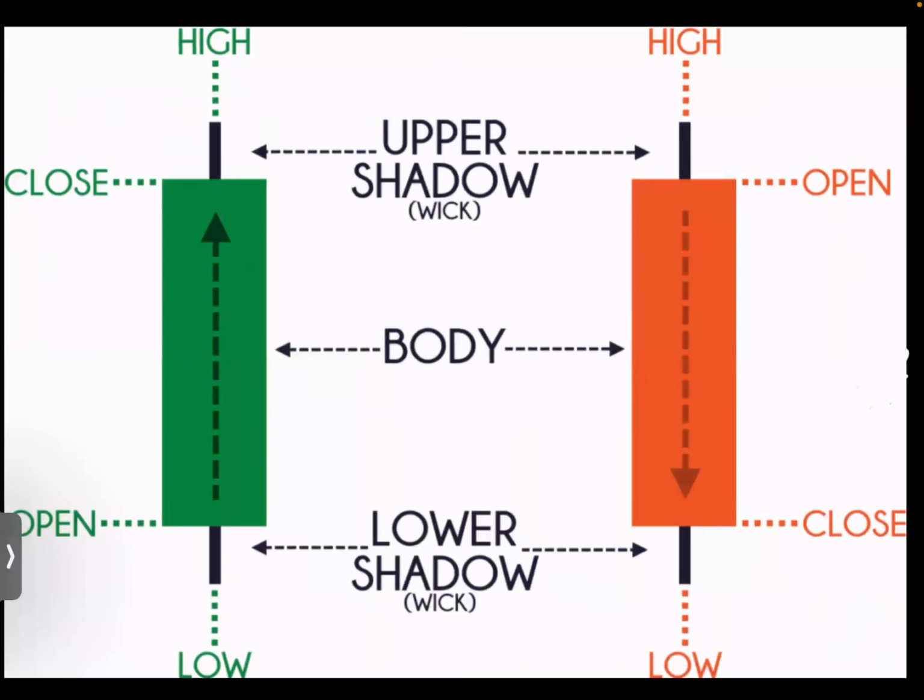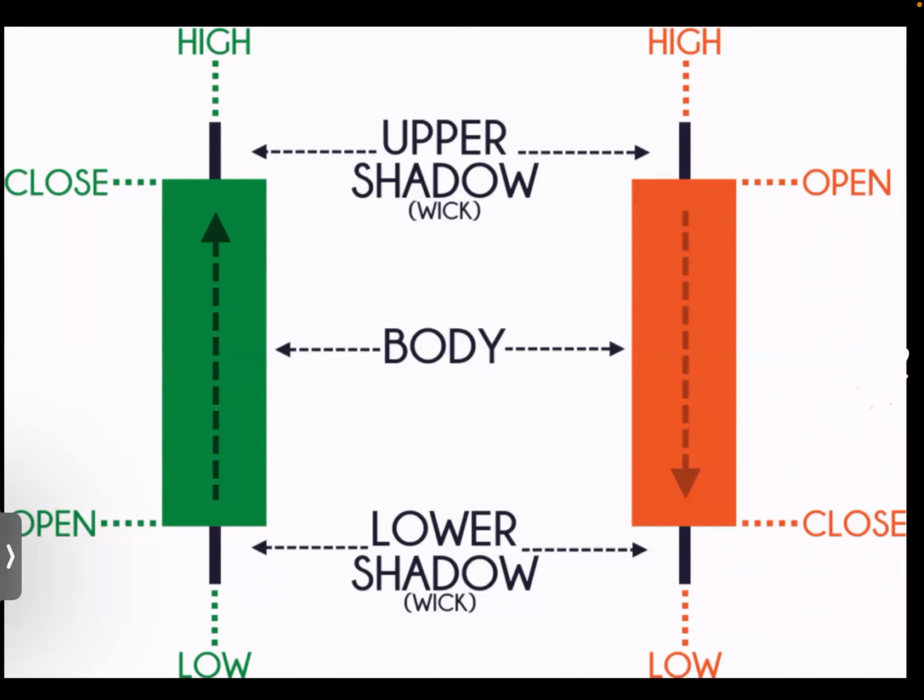The green part is called the body, which indicates to you if it's a bullish candle or positive candle. And then the little parts above and below would be considered a wick, just like a candlestick, not like a John Wick. So a candlestick wick.